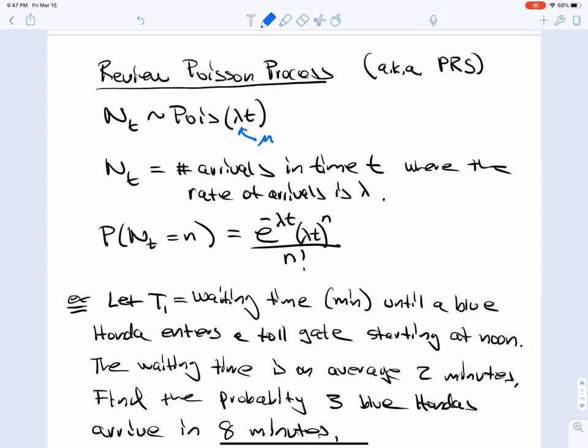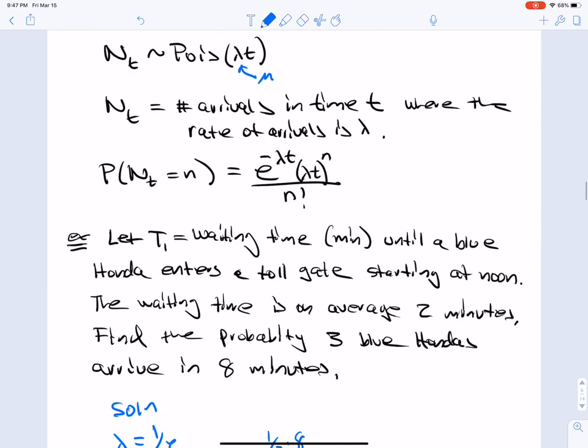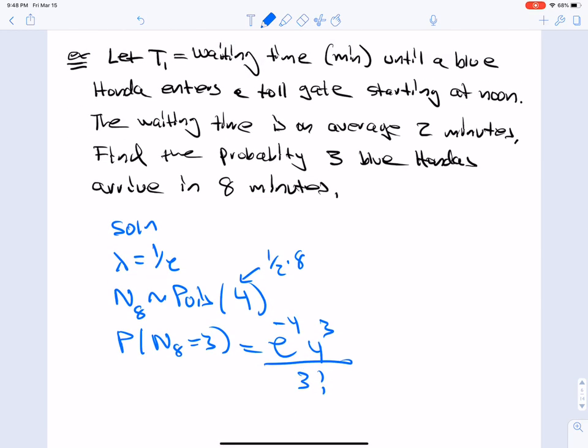And the probability that N_t is n is just given by the Poisson formula. So now let T1 be the waiting time until a blue Honda enters a toll gate starting at noon. The waiting time is an average 2 minutes. Find the probability 3 blue Hondas arrive in 8 minutes. So we know lambda is 1/2. We have a Poisson 4. So the probability that N8 is 3 is just given by the Poisson formula, e to the minus 4, 4 to the 3rd, over 3 factorial.